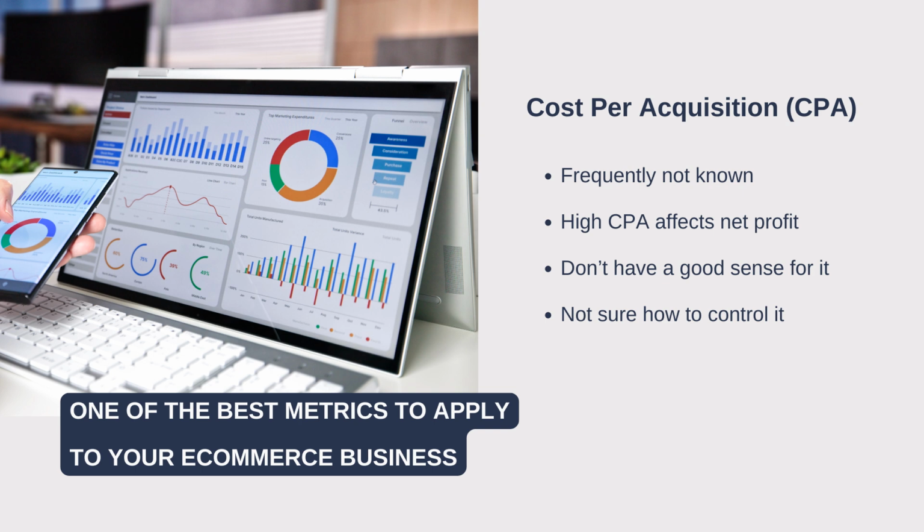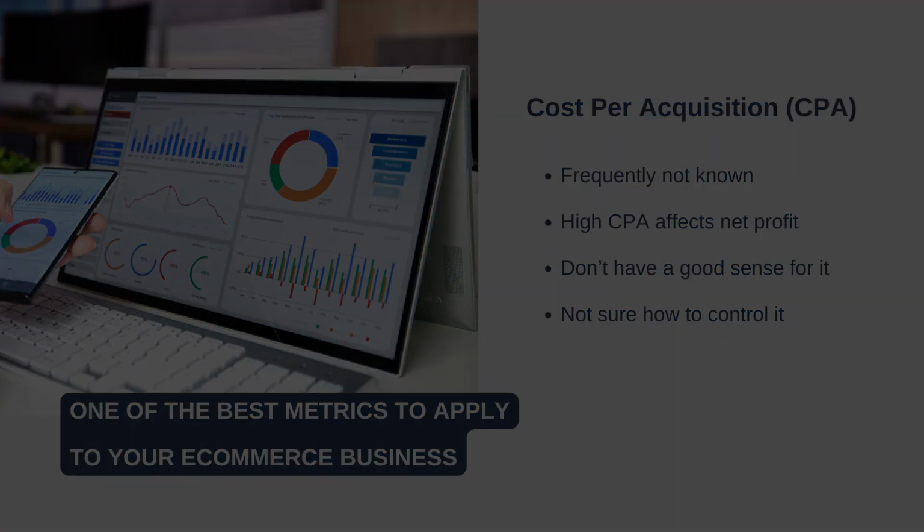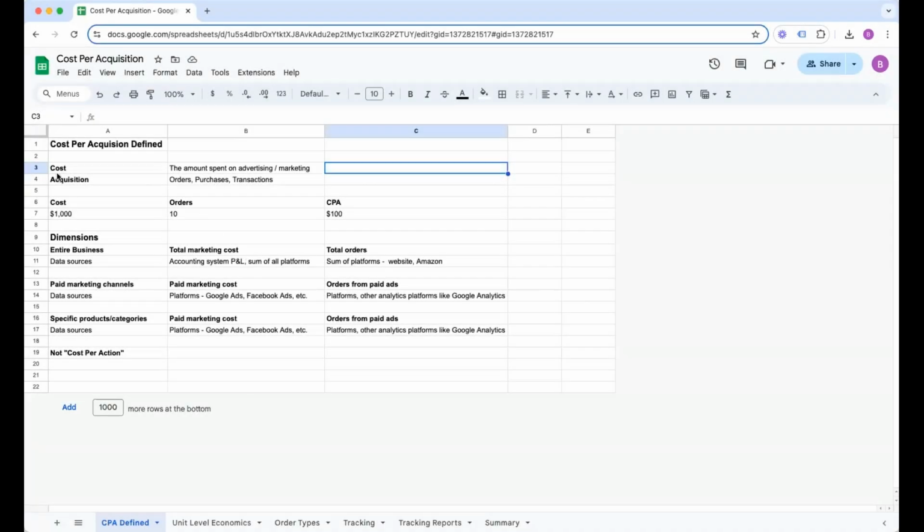It's one of the best metrics to apply to your e-commerce business. So let me start by defining it. Cost per acquisition. Cost is just the amount that you're spending. You can call it marketing, you can call it advertising, but it's how much you're spending to get orders through marketing at the highest level. And we can get as granular as you care to get as far as specific channels and products. Acquisition means orders. Orders, purchases, transactions are all synonymous, but we're talking about an acquisition meaning an order.